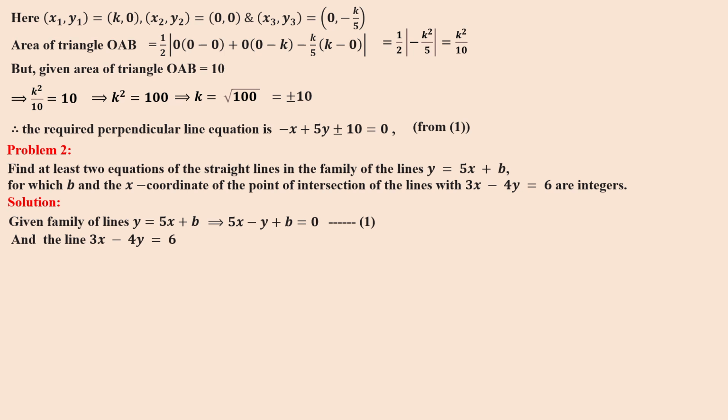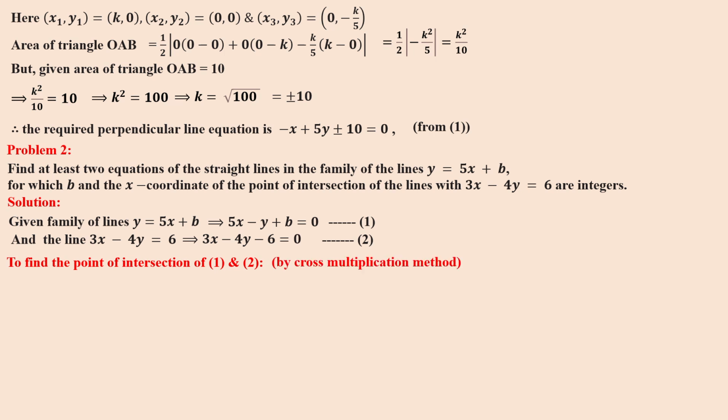And the other given line, 3x - 4y = 6, is 3x - 4y - 6 = 0. That is equation number 2. To find the point of intersection of 1 and 2, we are using the cross multiplication method. x, y, 1. Taking the first equation, starting from the coefficient of y: -1, b, 5, -1. Then the second equation: -4, -6, 3, -4.